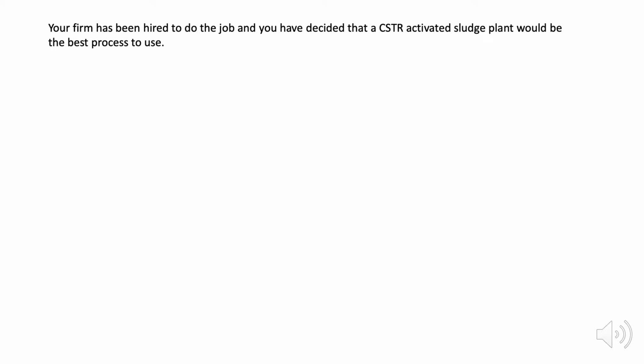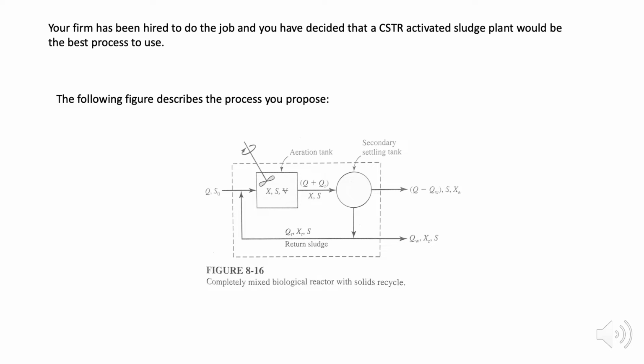So let's suppose that your firm was hired to do the job of designing this treatment plant, and that your boss has decided that it would be great to have a CSTR activated sludge plant. That would be the best thing to do. So you're kind of in charge of doing that design. So here's a figure that we're going to use that kind of describes this system. You can see all the symbols that we're going to use here, and you'll notice that we have a complete mixed aeration tank and a settling basin.